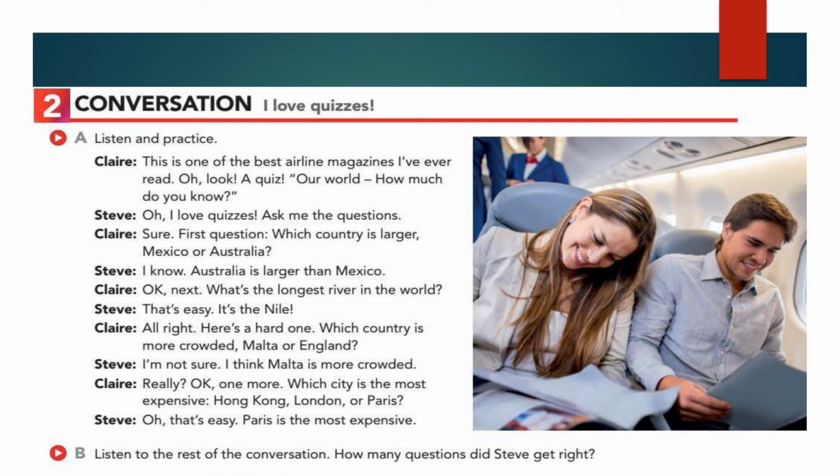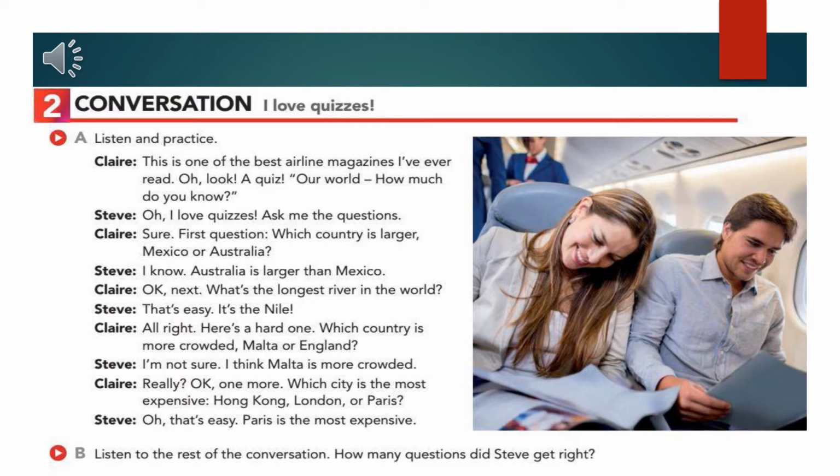In exercise 2, you have a conversation between Claire and Steve. Listen to the conversation and practice. Unit 14. It's the coldest city. Page 93. Exercise 2. Conversation. I love quizzes. Part A. Listen and practice.